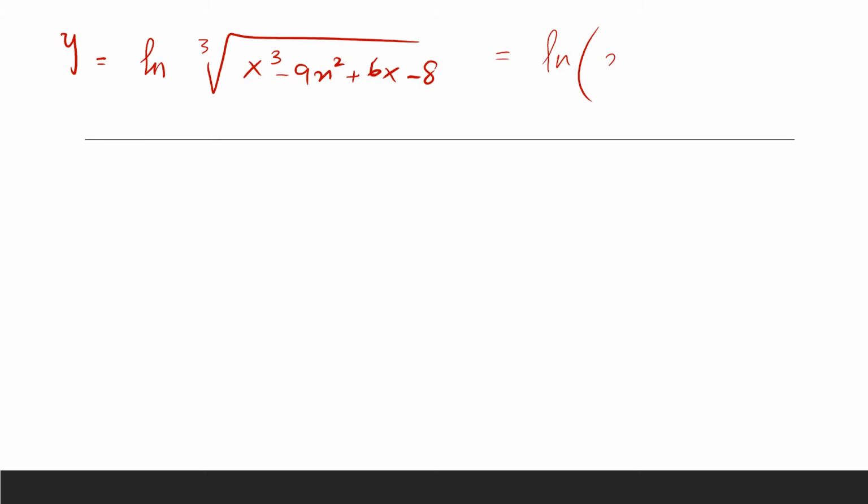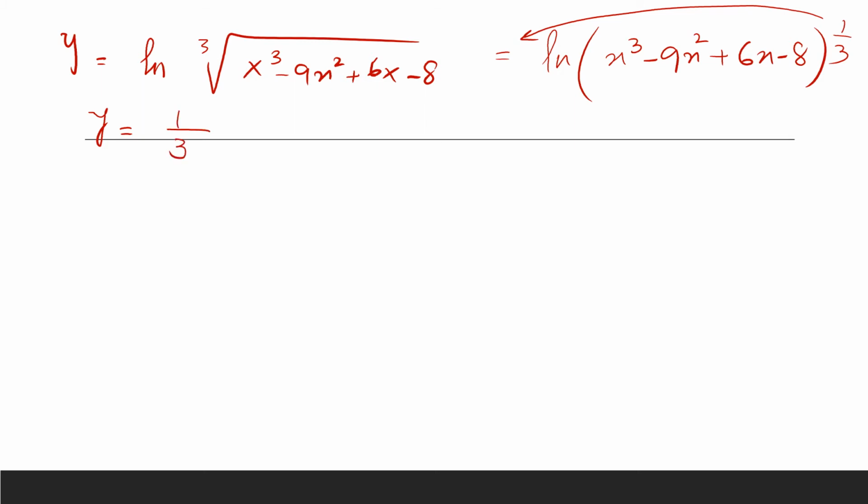So here, if you have ln y equals ln of the cubic root of x cube minus 9x square plus 6x minus 8, what you will do first of all is arrange it in a way that the cubic root can be written as the power of 1 over 3. Now, using the properties of the logarithm, bring the power before the ln, and still you are writing only y. So it will be written as 1 over 3 ln of x cube minus 9x square plus 6x minus 8.